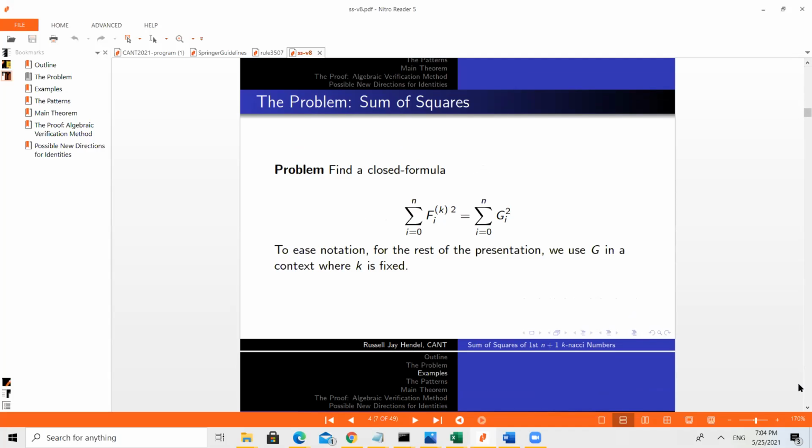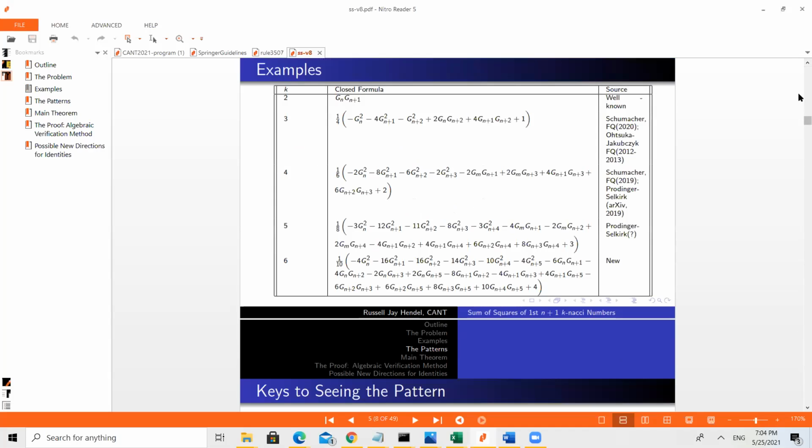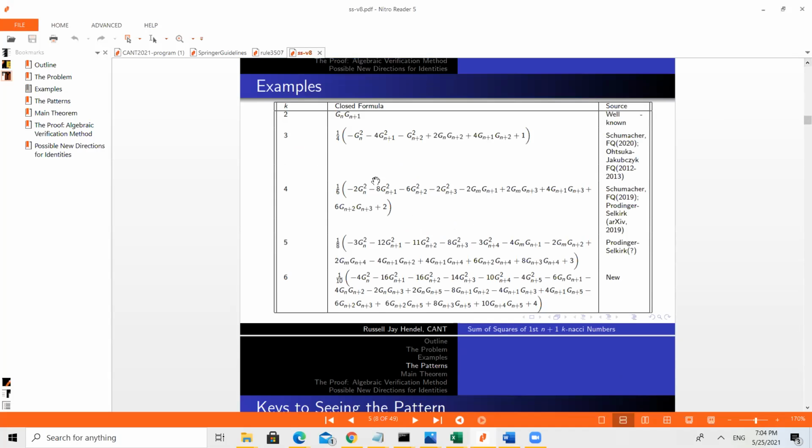So you can naturally ask what is known, and here's what's known. I hope you can read this. For k equals 2, the result is very well known. Lots of proofs. You can find it in any standard book on Fibonacci numbers. Cauchy comes to mind. Bauer comes to mind. It's probably in a lot of books on discrete math.